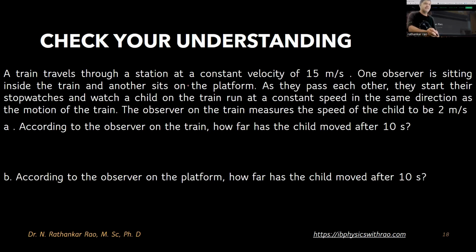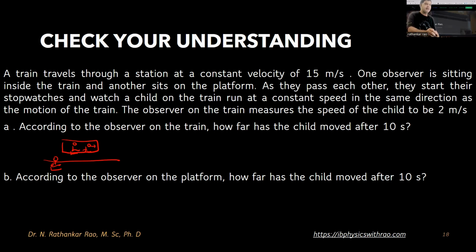A train travels to a station at a constant velocity of 15 meters per second. One observer is sitting inside the train, and another sits on the platform. As they pass each other, they start their stopwatches. A child on the train runs at a constant speed in the same direction as the motion of the train. There's a child running like this inside the train.